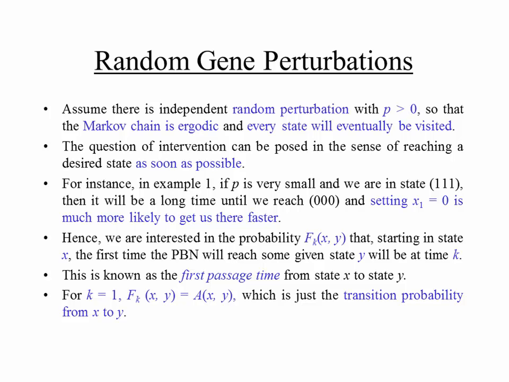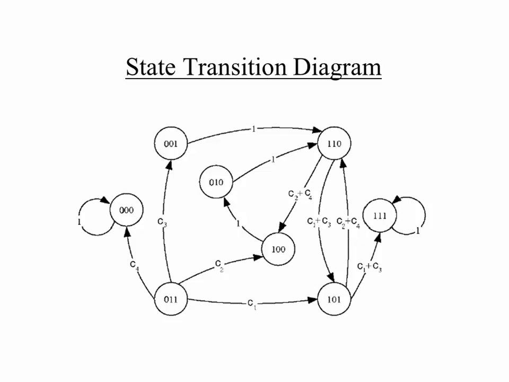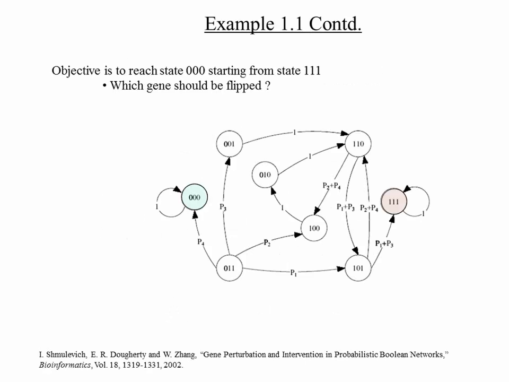Now the question of intervention can be posed in the sense of reaching a desired state as soon as possible. Once I make that Markov chain ergodic, I want to see how quickly I can go from here to this one. So now the question is, if I flip the first one, 0, 1, 1, I'll end up here. If I flip the second one, I'll end up here. From each of these, I can calculate the mean first passage time. You can compute the probability of going from this state to this state in one time step, two time steps and so on, and you can calculate the mean. So let me elaborate on those ideas. That's one way to do that.